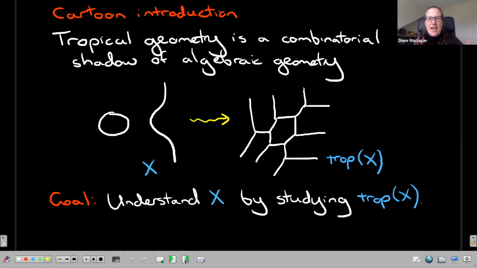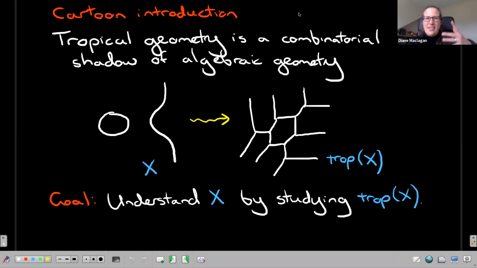Okay, so let me start with a cartoon introduction to the talk. I don't know which one I've shared. Does Zoom edit out its warnings, or were you getting the Zoom warnings on the screen? No, okay, good.